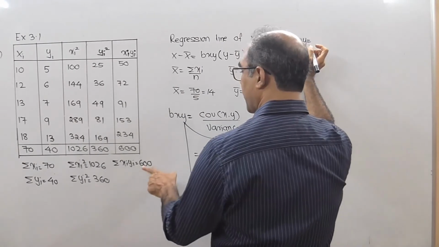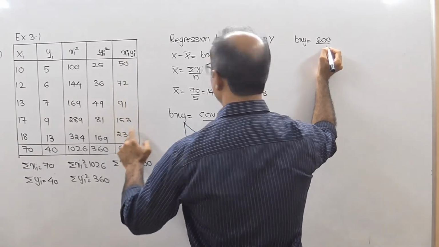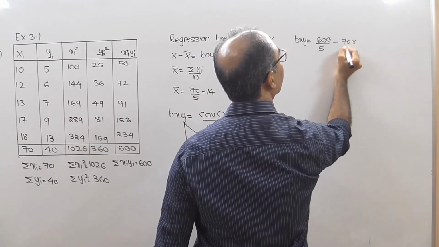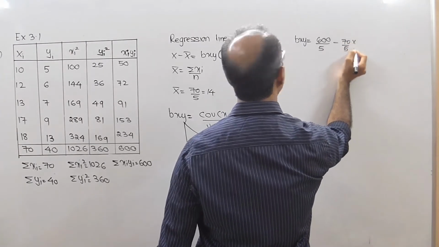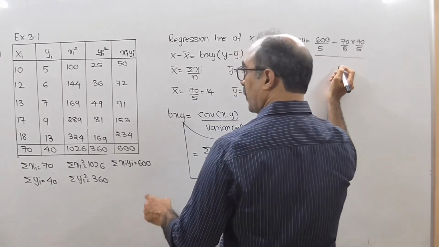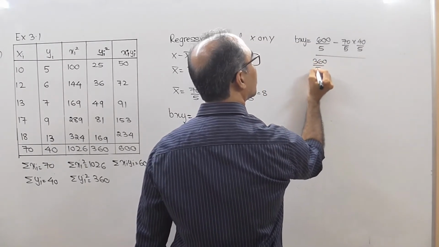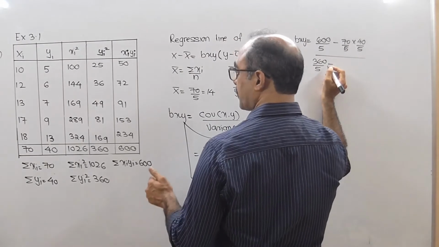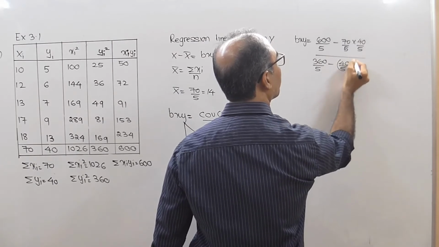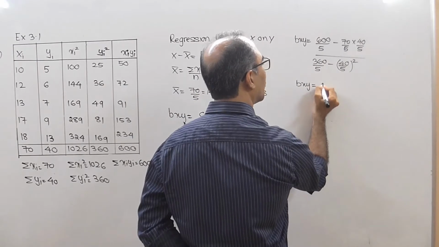bxy equal to sigma xi yi 600 upon n, 1, 2, 3, 4, 5, minus sigma xi 70 upon n, n is 5, and this will be 40 upon 5, the whole upon sigma yi square, that is 360 upon 5 minus 40 upon 5 the whole square. So with simplification you should get bxy equal to 1.